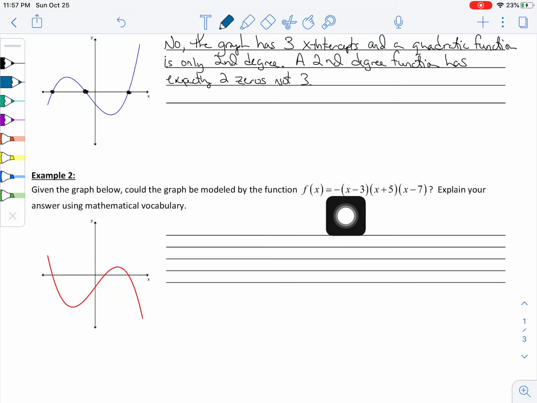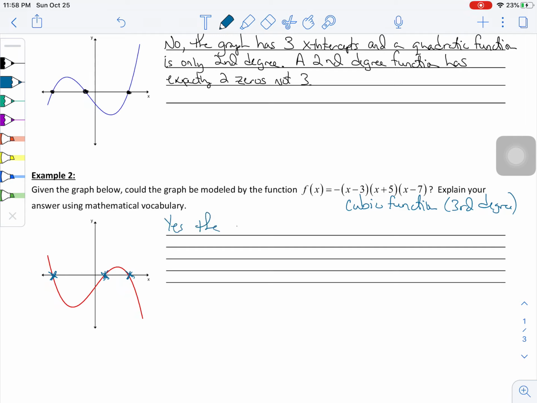All right, so we have 1, 2, 3 linear functions being multiplied together. So when we've got 3 linear functions, this is a cubic function, and it is third degree. So a third degree polynomial has 3 roots. So if I look at the graph, I cross the x-axis once, twice, 3 times. Yes, this graph could be modeled by that function.